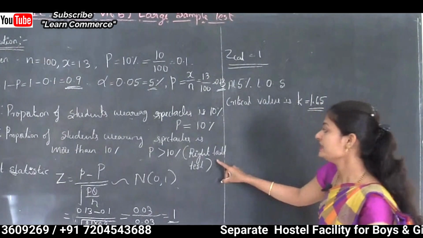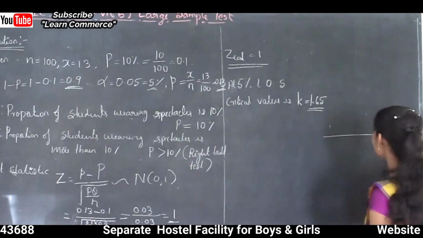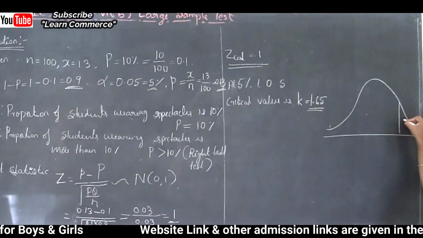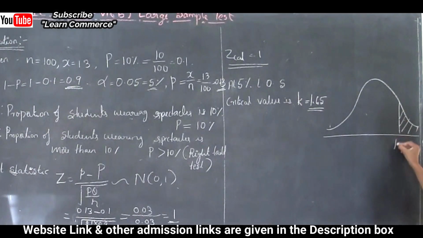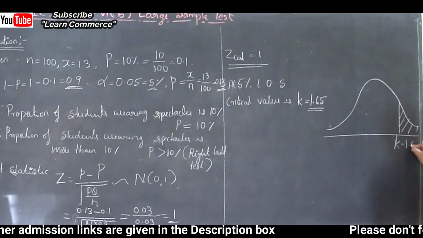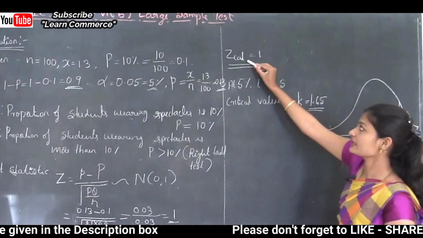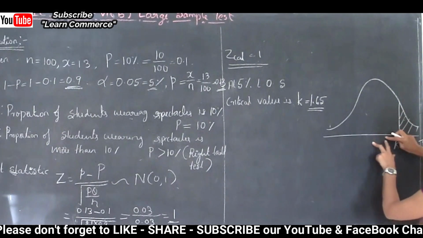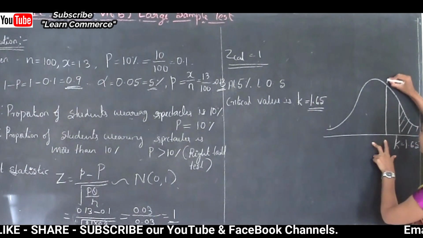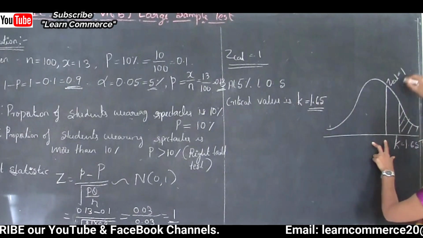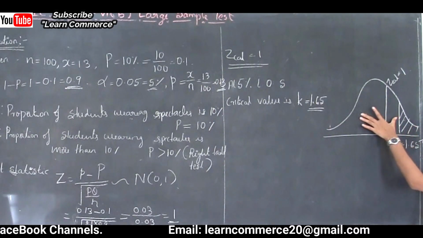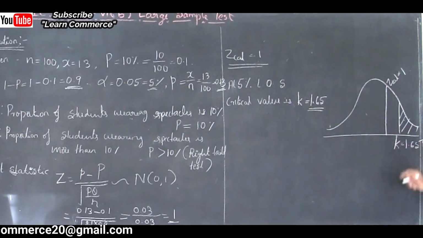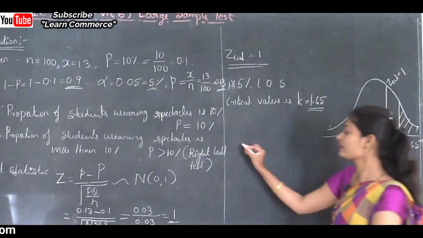And we know that in right tail test, rejection region is located at right side of the probability curve. So this is rejection region and this is k value, that is 1.65. And see here the calculated value is 1. So center is 0, then here comes 1. So here 1 is calculated value. See here, this is rejection region and this is acceptance region. Here calculated value lies in acceptance region, therefore H naught accepted.